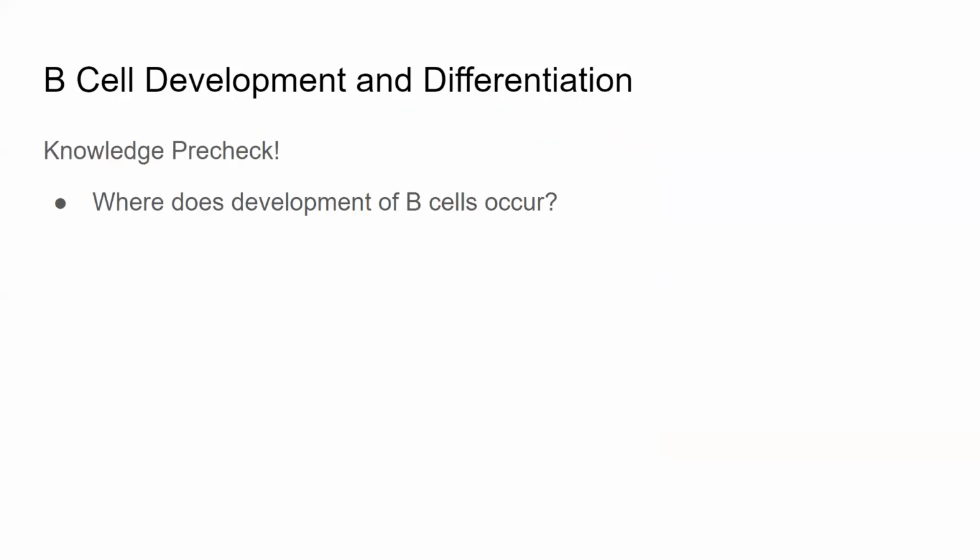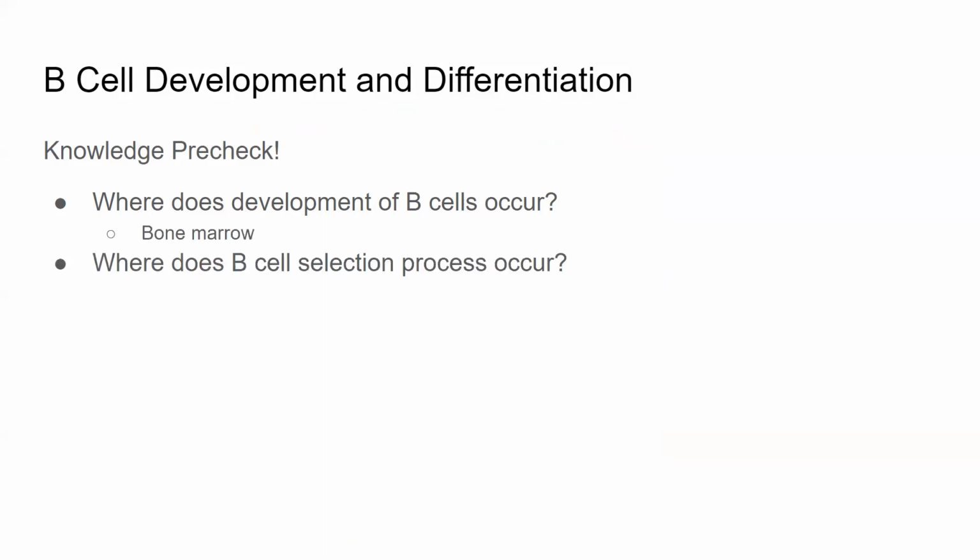So does anyone know where B cell development occurs? Just feel free to shout it out. Bone marrow, okay. And then what about selection? Like positive and negative selection? Nope, it's the bone marrow. Yes, so this is different than T cells, which do it in the thymus.